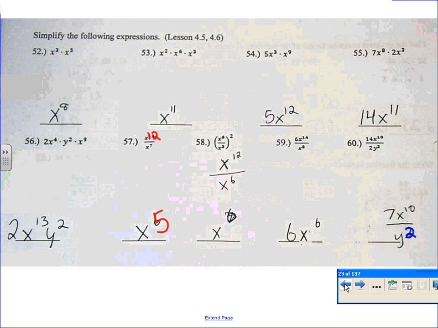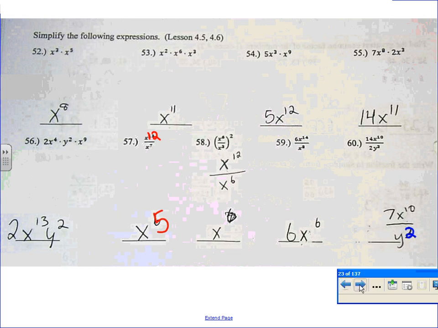Okay, so you need to distribute the 2 through. You distribute the 2, x to the 12th over x to the 6th. You probably forgot to distribute the exponent to both. What'd you say? Yeah, no. Do it first. It still doesn't matter because 6 minus 3 is 3. 3 times 2 is 6. Power by power, you always multiply.